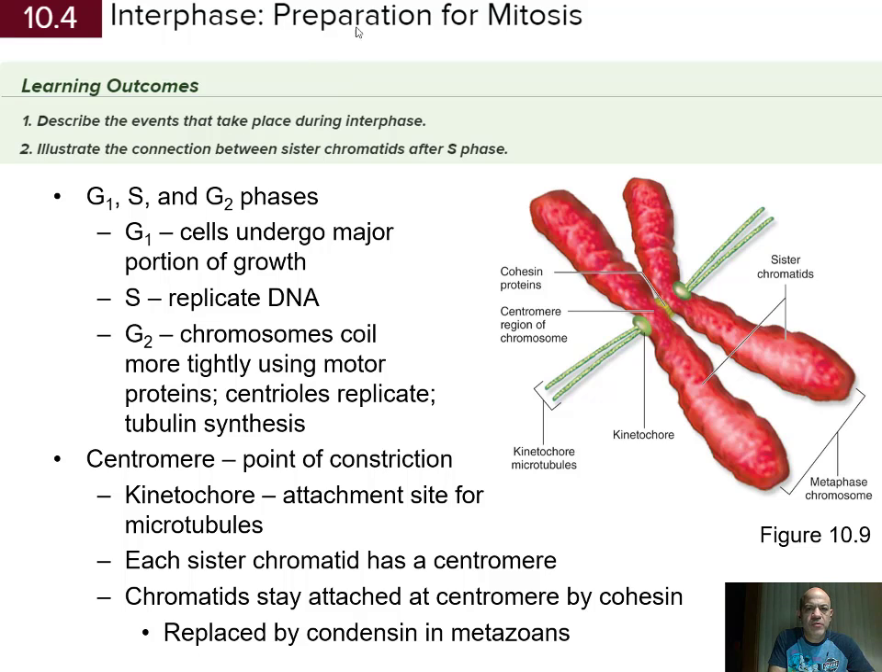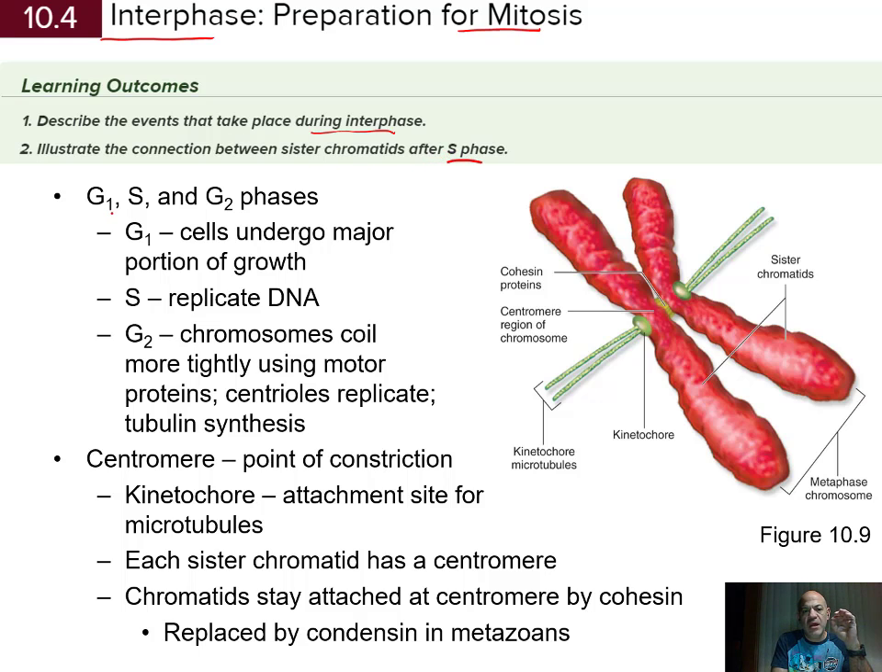So here we're going to focus specifically on interphase, which can be described as preparation for mitosis, but this is once you get into the S phase part of it. So your learning outcomes here are going to be to describe the events that take place during interphase and then illustrate the connection between the sister chromatids after S phase. Okay, so what is their relationship at that point?